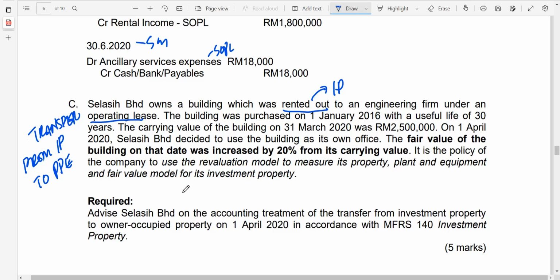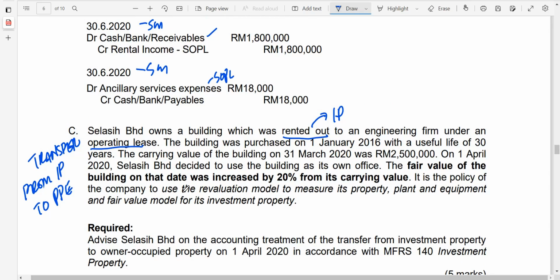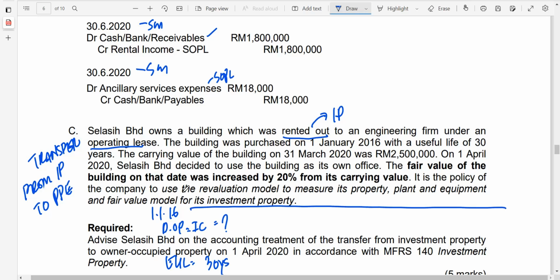The building was purchased on 1st of January 2019. So 2019 is the date of purchase. And the initial cost of the building was not given. You will just mention that it was purchased with an expected useful life here of 30 years. Okay, that is what happened.